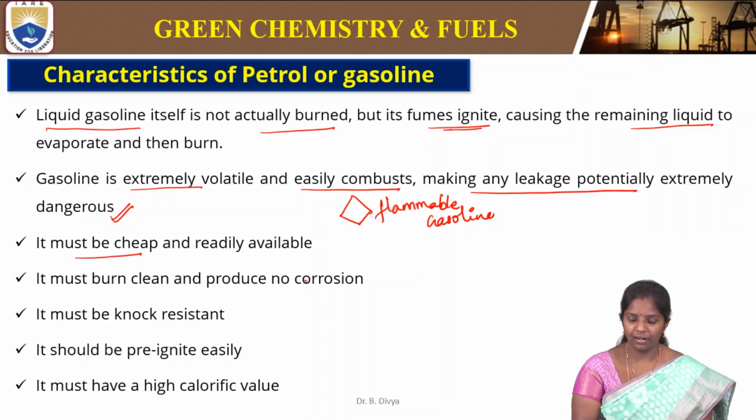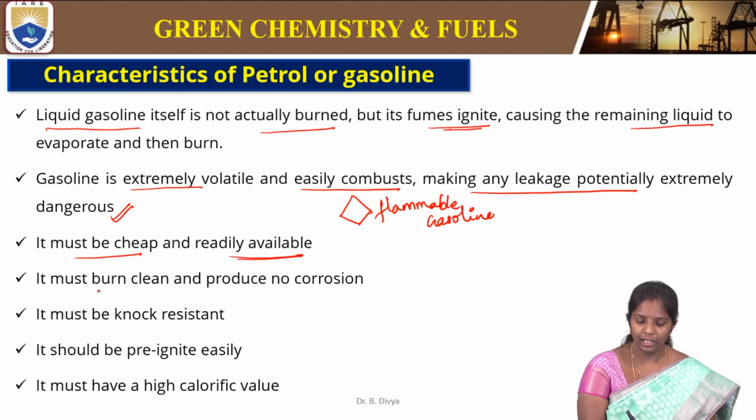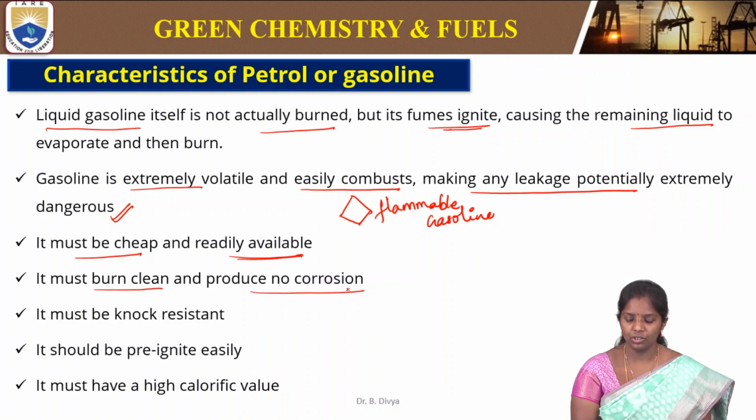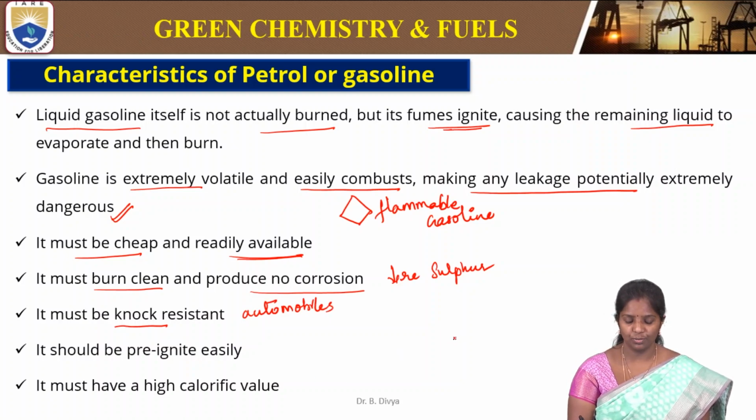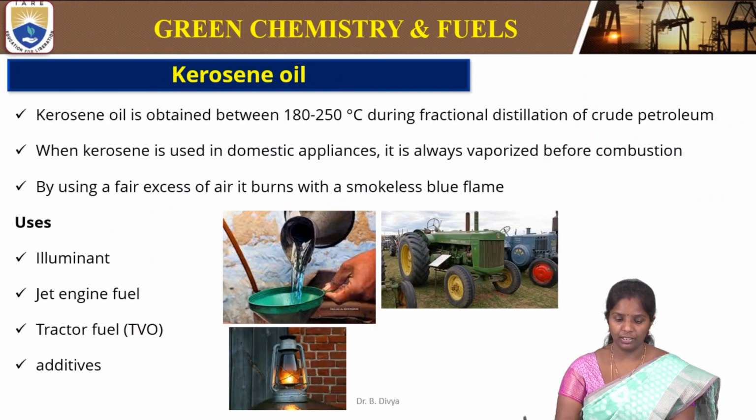For its usage, it must be cheap and readily available. It must burn clean and produce no corrosion, and should not contain sulfur, or should have reduced sulfur content, so that it can be used for different applications. It should be knock resistant. This we observe in automobiles: it should be knock resistant so that it will not corrode the parts of automobiles, and it should pre-ignite easily. It should have a high calorific value. This is an important aspect that we have to take care of in any liquid fuel in its applications.